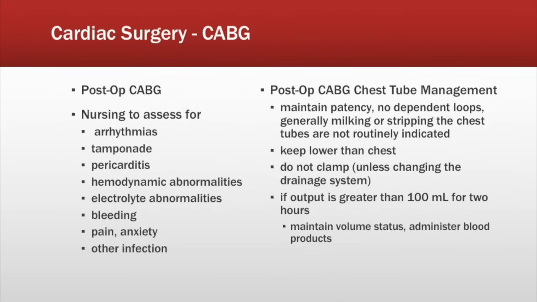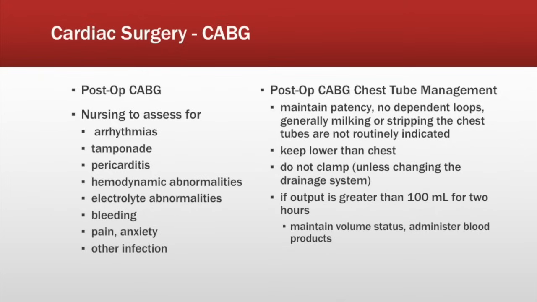Post-op CABG patients are going to have chest tubes, so just know that you need to maintain patency, with no dependent loops. Generally, for the test, no milking or stripping the chest tubes. If you see a larger clot that does block the chest tube, then you can milk it with a gentle technique, but generally, no milking or stripping. You need to keep the drainage system lower than the chest. Obviously, do not clamp the drainage system.